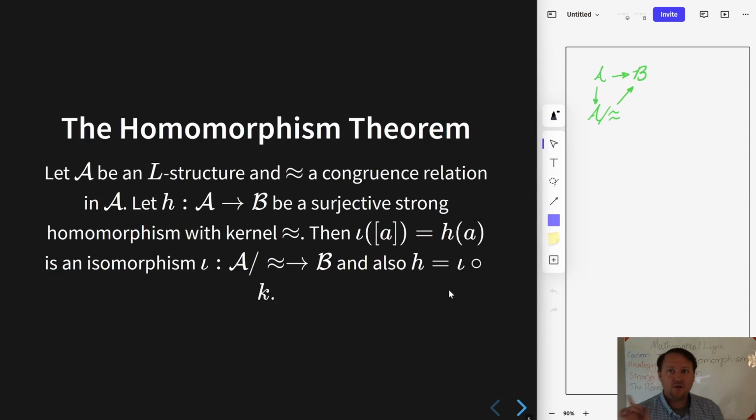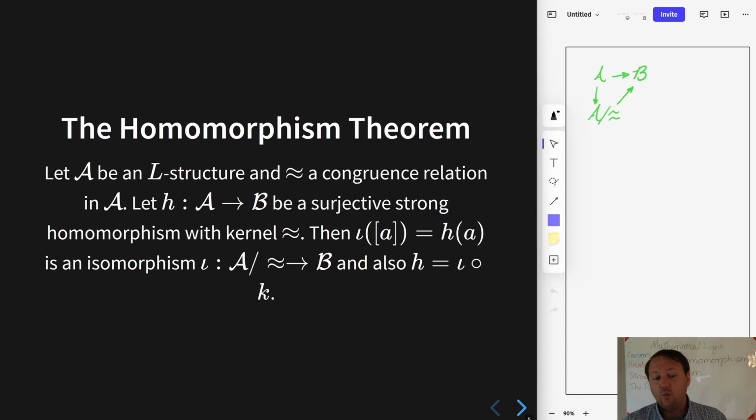Okay, let's go ahead and state the homomorphism theorem. Part of what's in the book I've already done, the part which says that the canonical homomorphism is always a strong homomorphism, we've already seen. So I'm leaving that out of the statement here, and I'm just moving on to the part where we say A is some L structure, wavy equal sign is a congruence relation in A. Further, we assume that we have some surjective strong homomorphism from A to B, call it H, and we assume that the kernel of this homomorphism is wavy equal sign.